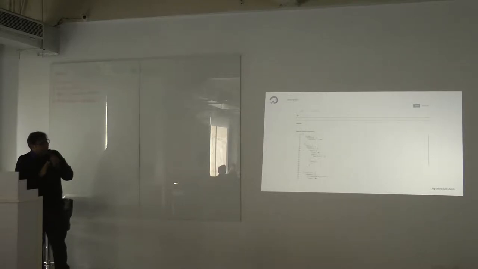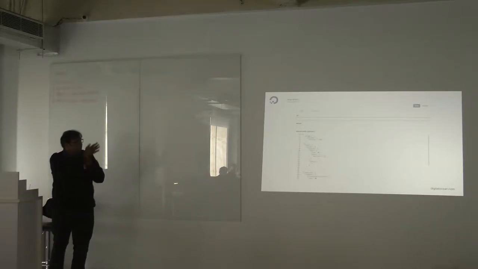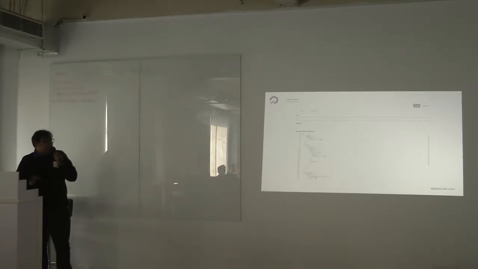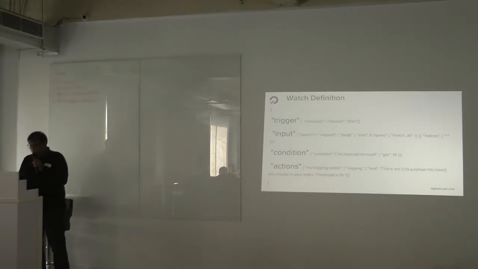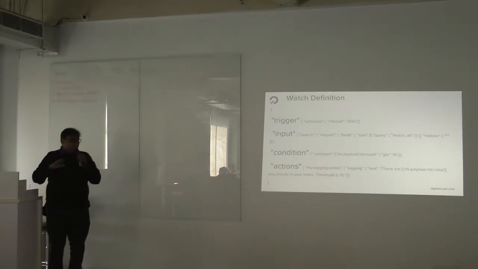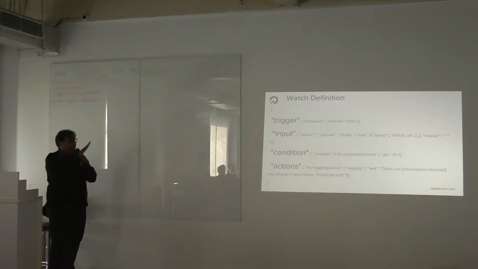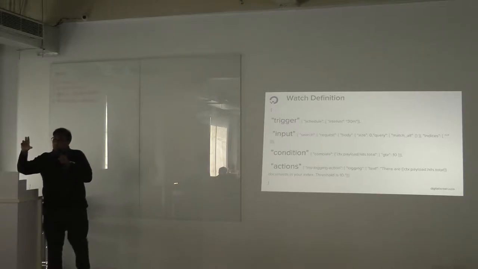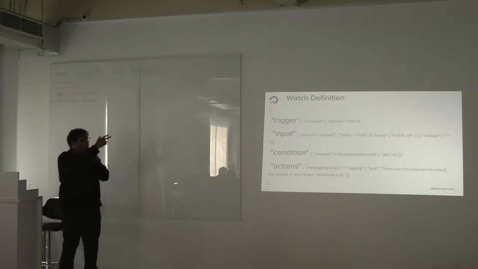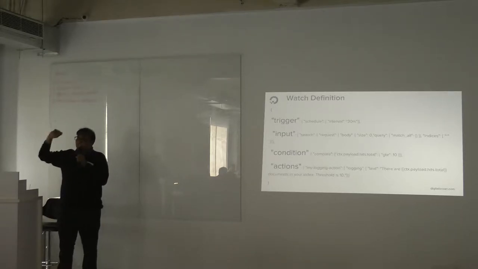I will touch upon each, but when you go into this, you will get a JSON format syntax, and I will go through the syntax one by one. So this is the definition. There are actually five, but I have already put four. When you are building a watch in Elasticsearch, you are going to build a JSON for that and put it in the trigger mode.